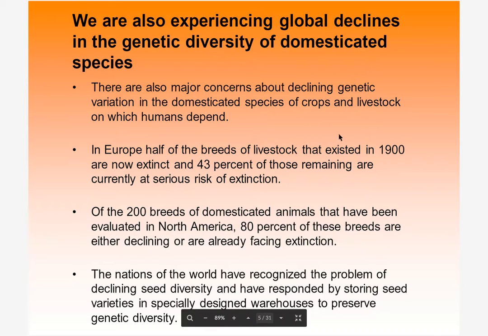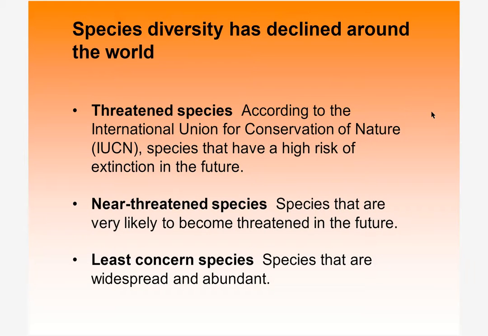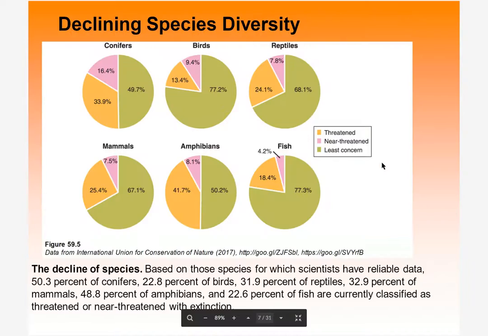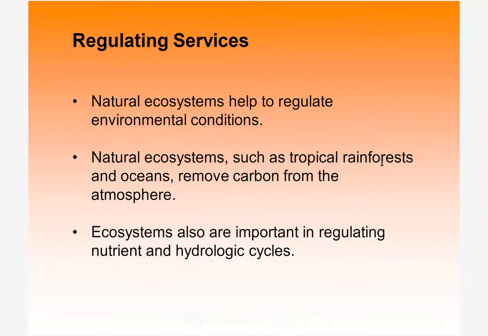I'm not going to read all of this to you guys here, but basically things are declining. And again, that's the sixth mass extinction. Scientists believe it's because of anthropogenic activities. Here are some laws that will help. So there are different lists: threatened, near threatened, least concern, and then obviously extinct.